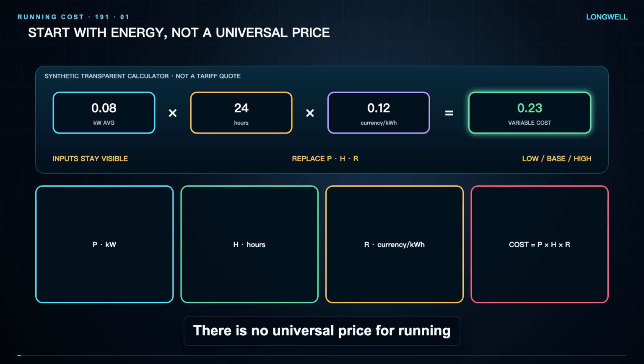There is no universal price for running a fan all day. The reproducible starting point is energy in kilowatt hours equals average real input power in kilowatts times operating hours. Variable energy cost then equals that energy times the applicable rate in currency per kilowatt hour. Keep every input and unit visible.